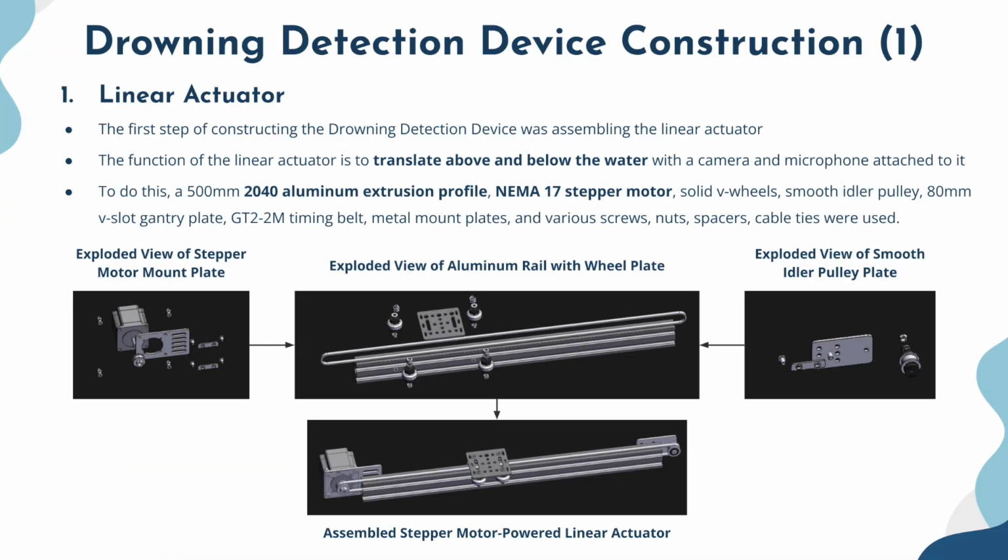The first step of constructing the drowning detection device was to create the linear actuator system, which is responsible for translating a camera and microphone above and below the water. To do this, I used a 2040 aluminum profile as well as a NEMA 17 stepper motor. The diagrams below show the individual parts as well as assembled linear actuator.